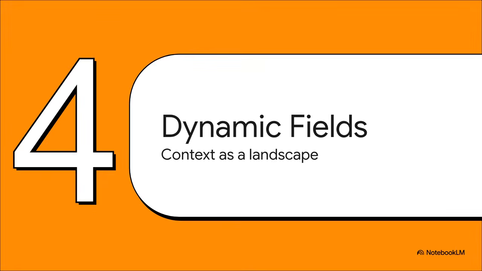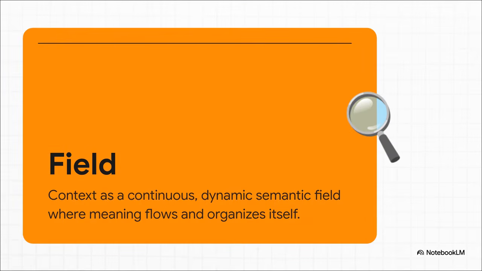Now, everything we've talked about so far treats context like structured data we can manage. But let's zoom out to the most advanced, maybe even a little theoretical layer of all of this. Let's start thinking about context as a living, dynamic landscape. This is the idea of fields. The idea of a field is a pretty big mental shift. Instead of thinking about chunks of data sitting in a database, imagine context is more like a magnetic field, a continuous space where meaning isn't just stored, but it flows, it has direction, it has intensity, and it organizes itself.